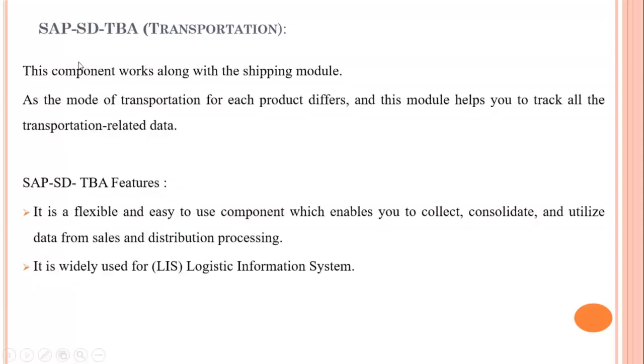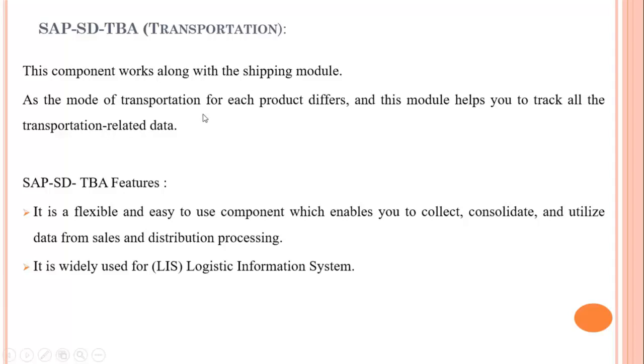So next is SAP SD TBA. It is related to the transportation of the product. After shipping, the product is to be delivered to the customer by means of transportation. This component works along with the shipping module. So it can be said that it is a part of the shipping module.